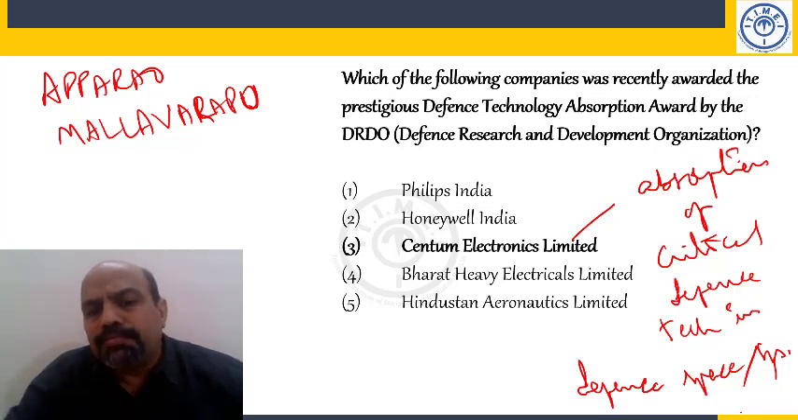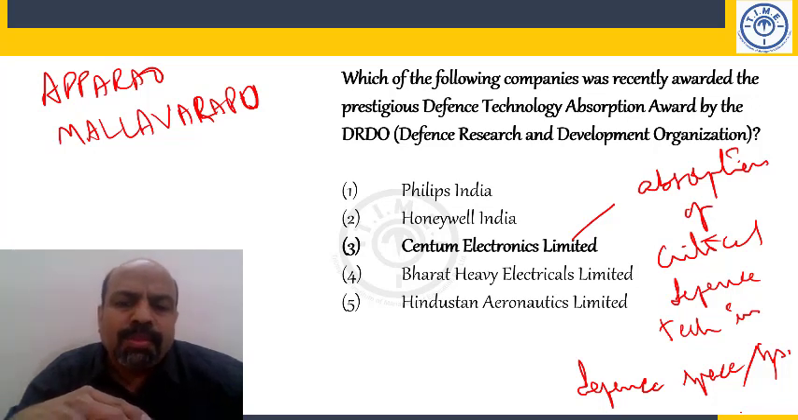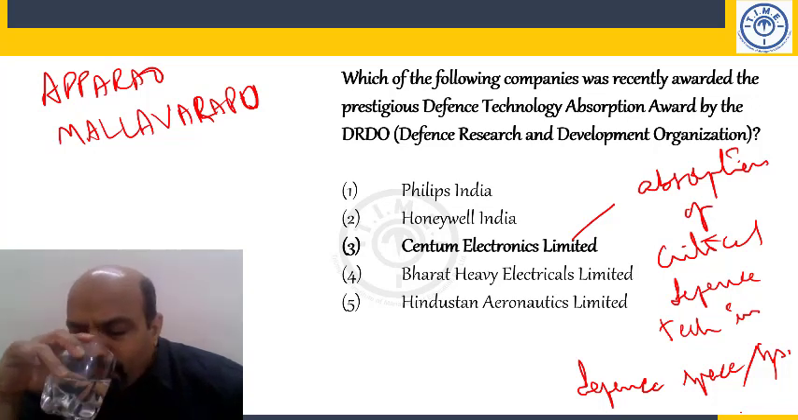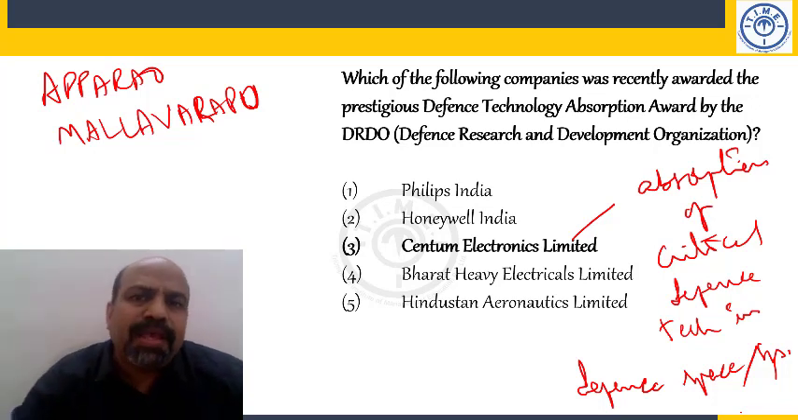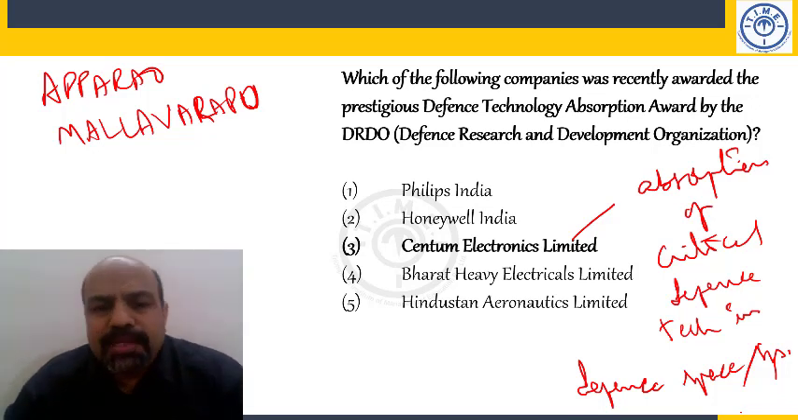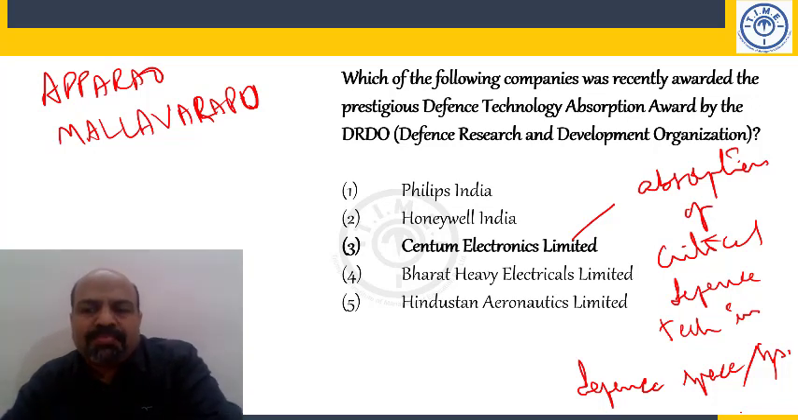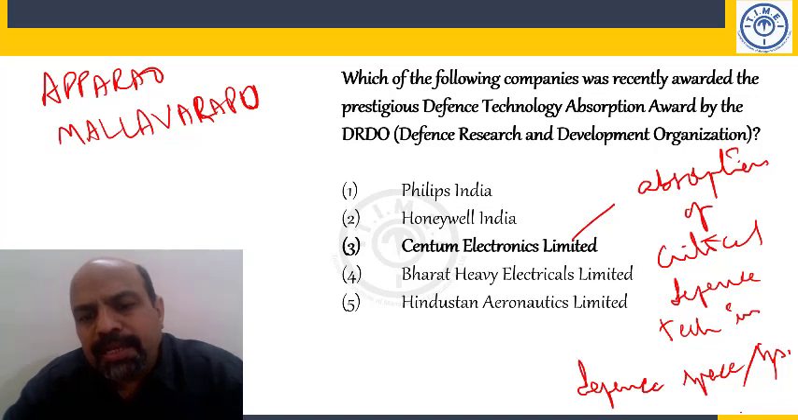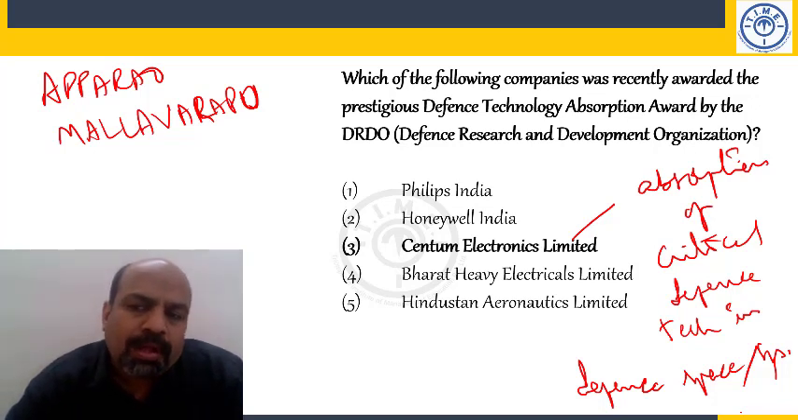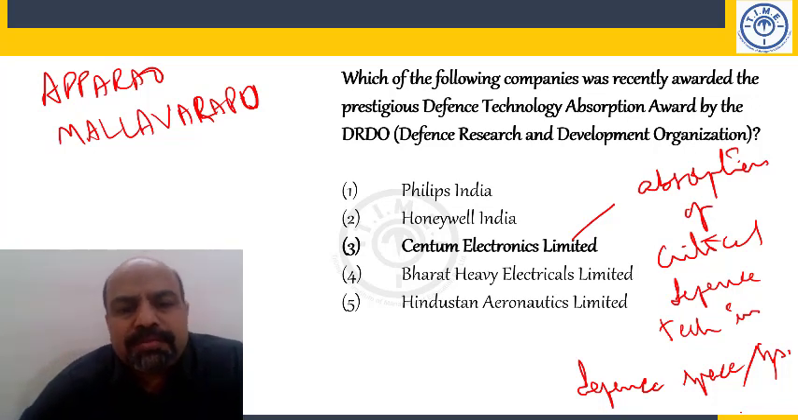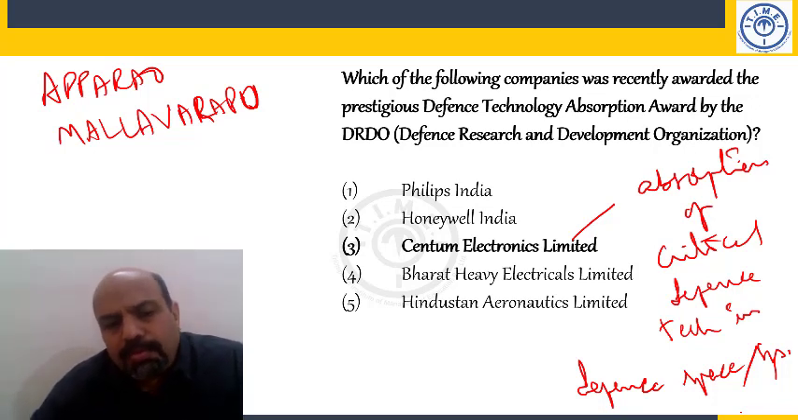Okay. See, Honeywell and Philips are private companies. Look at choice 4, BHEL, a public sector company. Its chairman and managing director is Nalin Singhal. Next, HAL, Hindustan Aeronautics Limited. R. Madhavan. Okay. Next.